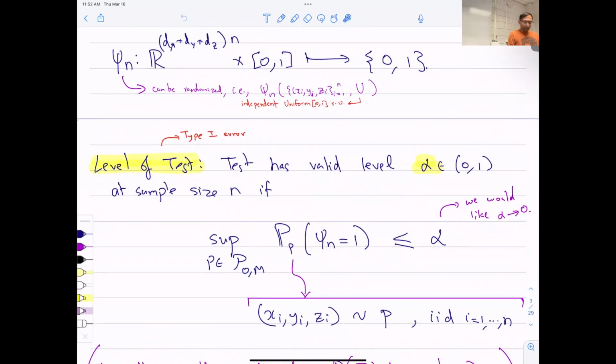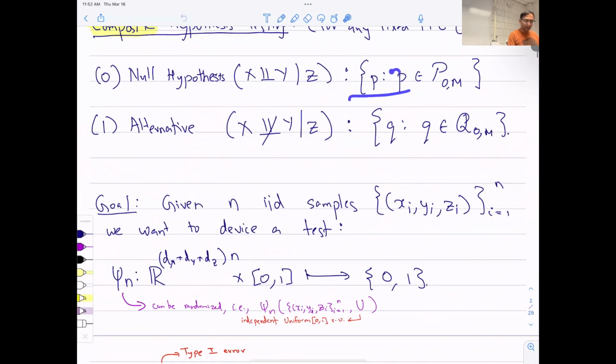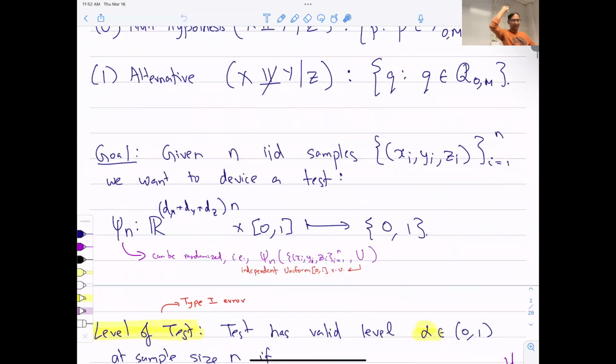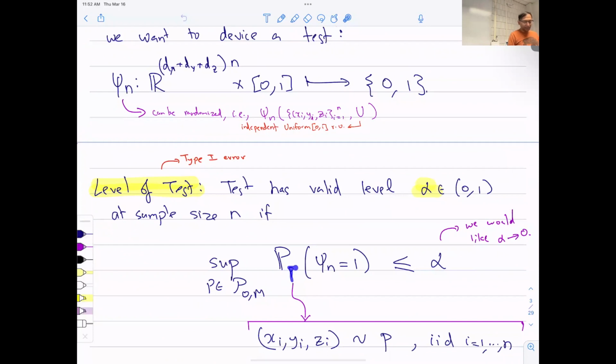Let's pick one P, which means it's a conditional hypothesis. From this class, we are picking one particular P right now. Somebody has picked one P, and with that P, you have generated data, n samples. Now you ask, what's the probability that your test results in 1, which means it's saying it's not conditionally independent? It's giving an error. You want this to be small for a good test, correct? But you want something stronger: you want this to be small over all possible selections of P. This quantity is called the level. It's the worst case type 1 error, quote unquote, if you are doing binary hypothesis testing, over your class of P's.